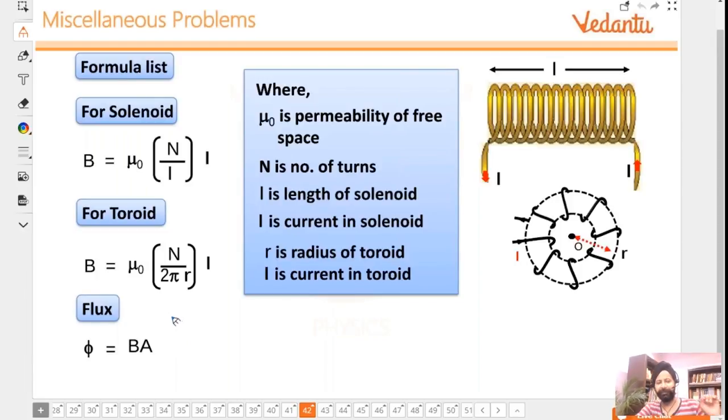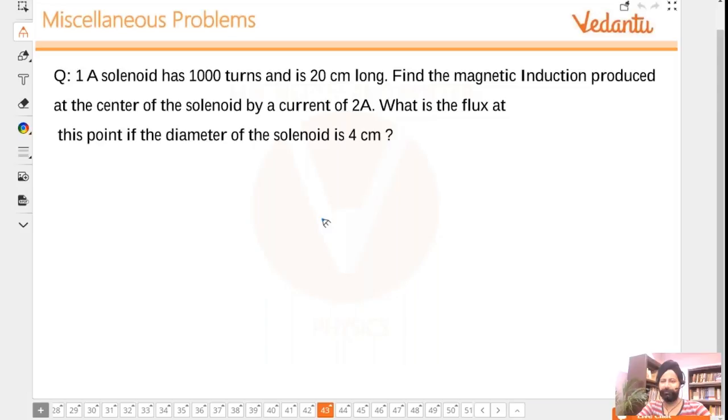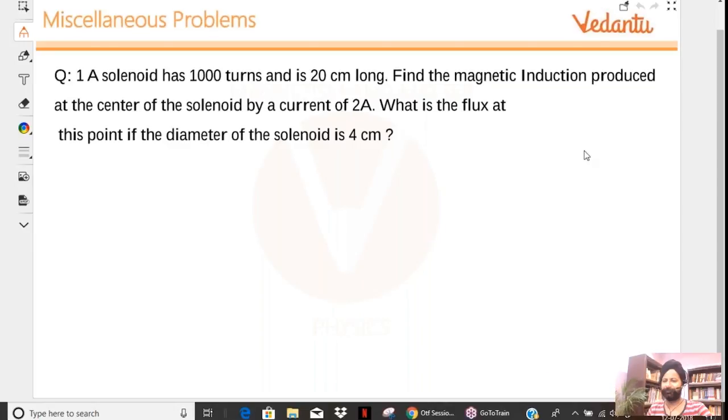Flux is defined as the amount of field going through a given area. So flux was E times A in the electric world. It's B times A in the magnetic world. Take your time and try to do this. You can answer me in the chat box here once you have the answers.